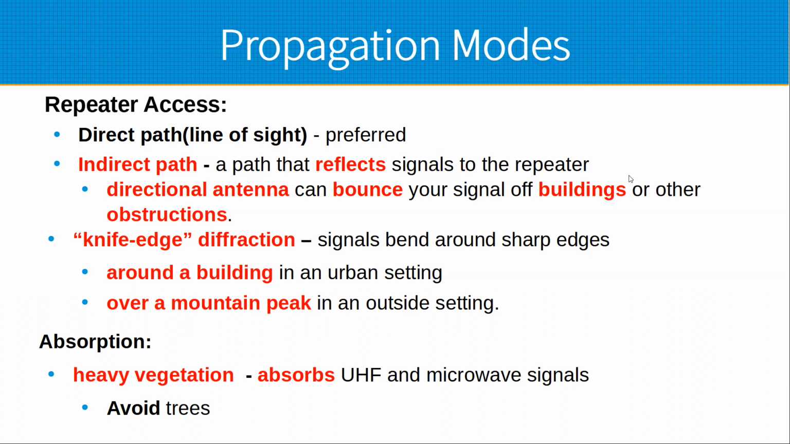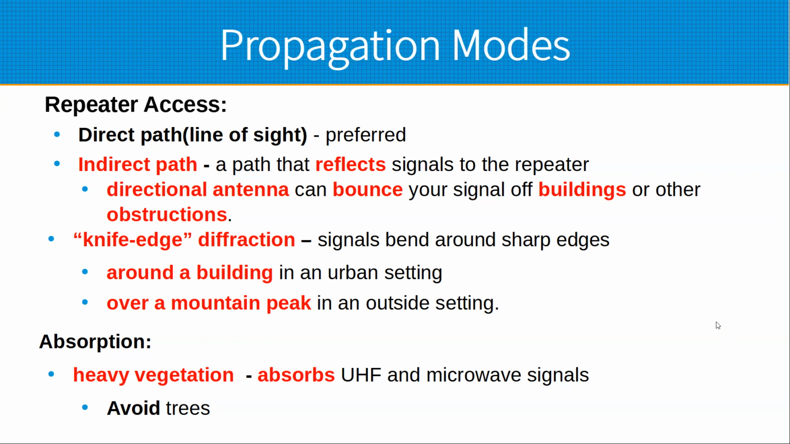There's also knife edge diffraction, which I'm familiar with in optical stuff, where you have a very sharp edge, like a razor blade, and light will bend around it quite a bit. I can understand it around the edge of a building, but supposedly something like a mountain peak will do it. I wouldn't consider that a sharp edge, but I guess it works. So with knife edge, you can theoretically get to an antenna that you can't see that's on the other side of that mountain.